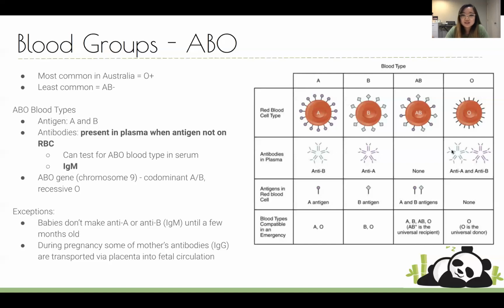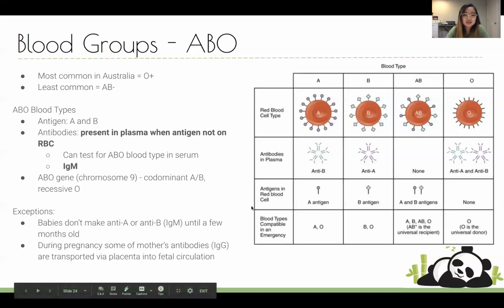And all of these antibodies are IgM, so you can see that with the 5-prong thing, and it's all on chromosome 9. There are a few exceptions. Babies don't make anti-A or anti-B until a few months old. And during pregnancy, some of the mother's antibodies, which are IgG instead of IgM, will be transported across the placenta.